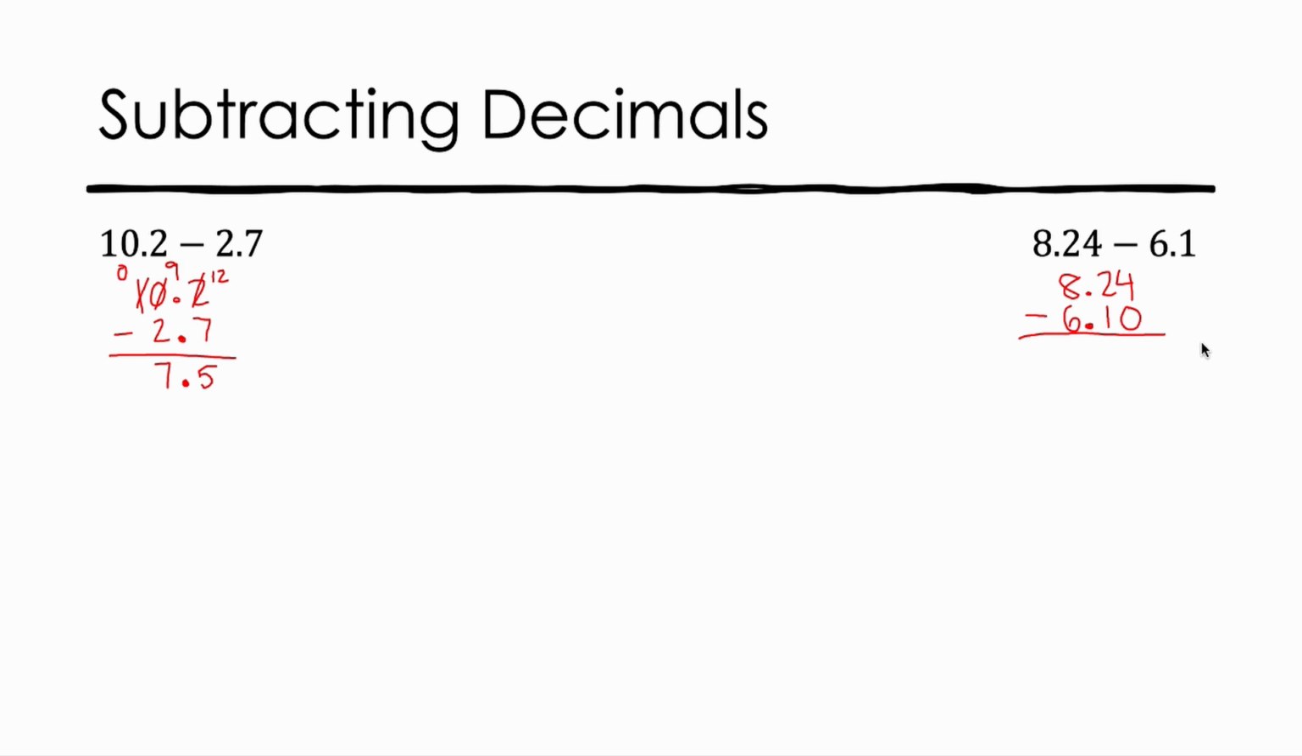And now let's subtract. 4 minus 0 is 4. 2 minus 1 is 1. Let's put the decimal point. And 8 minus 6 is 2. That was easy. No borrowing like this one. So we are given the answer 2.14. And if you were doing mental math with this, you would have gotten the same answer. Alright, let's move on to the next slide.